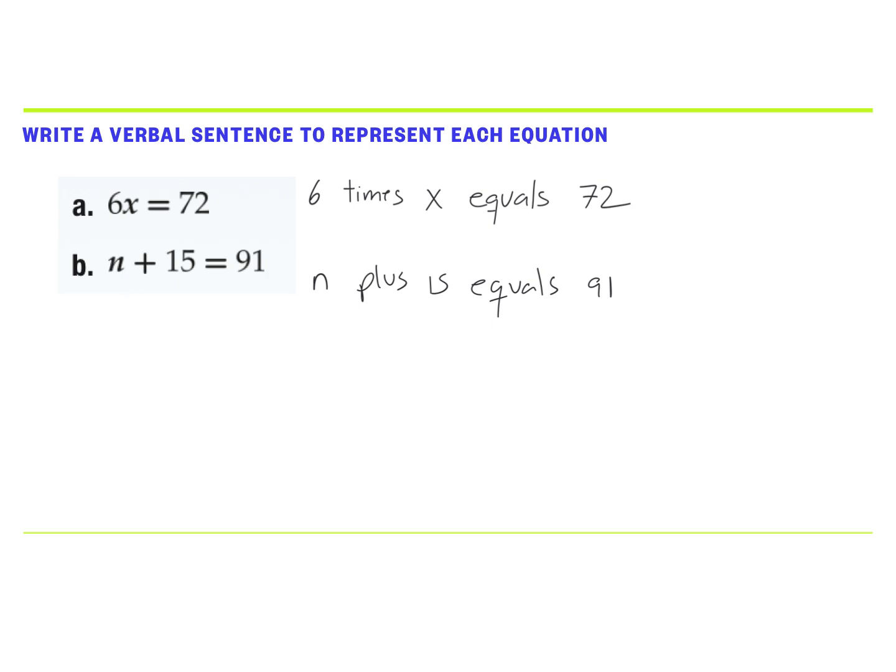15 more than a number equals 91. So there's multiple ways you can write it, or you can add or say it. Again, I'm just writing one way and saying multiple so you guys have the options.